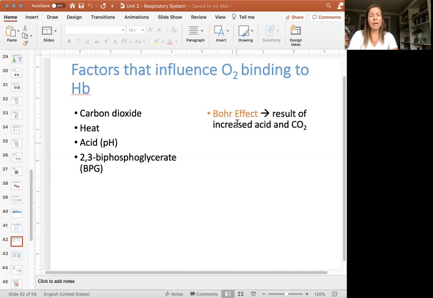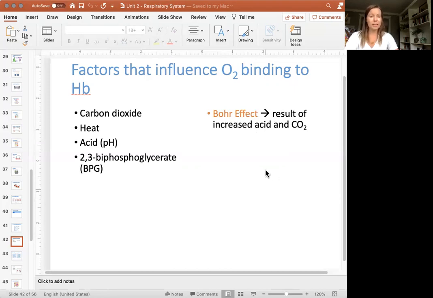And there's a special name for this effect that when you have an increase in acid or an increase in carbon dioxide specifically, the effect that those two substances have on oxygen's binding is called the Bohr effect. So the Bohr effect is whenever you have an increase in acid or an increase in carbon dioxide, it's going to cause oxygen to break off of hemoglobin.